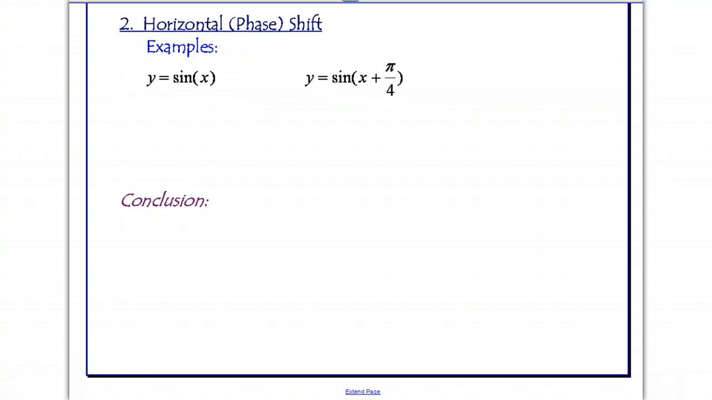Now let's get our second kind of a shift. It's a left-right shift, so it's called a horizontal shift, or they'll call it a phase shift. And I think the book more frequently uses phase than horizontal. So let's just check this again and see.